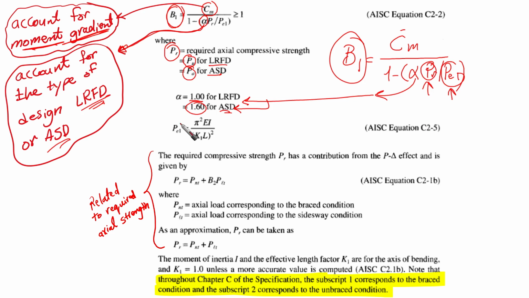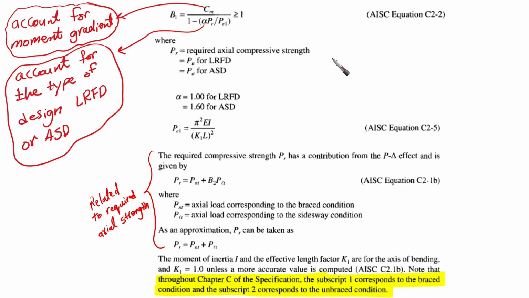And this PE1 is going to be the Euler load. It is pi squared EI over K1L to the power 2. Okay, so this is how we can calculate B1. I hope now you have understood what I want you to understand. This is the equation. Every factor now is important for us to know.